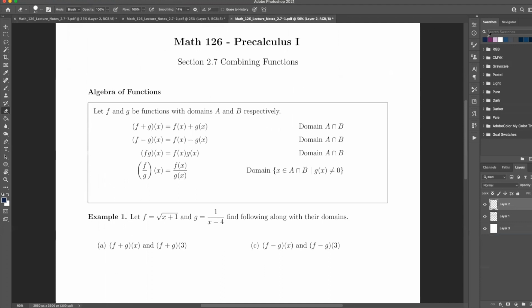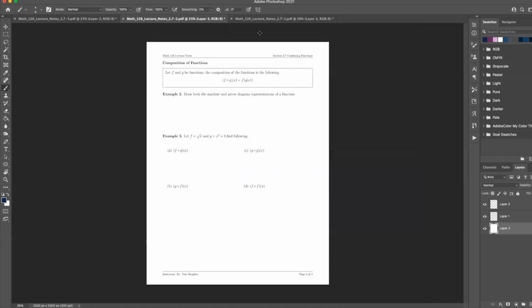All right, so let's do this section. A lot less graphing, just a lot more computation. So, combining functions. We can combine functions in the sense that you can add them, subtract them, multiply them, and divide them. And mainly what you want to pay attention to here is the domain when you do that. And then we'll talk about function composition.